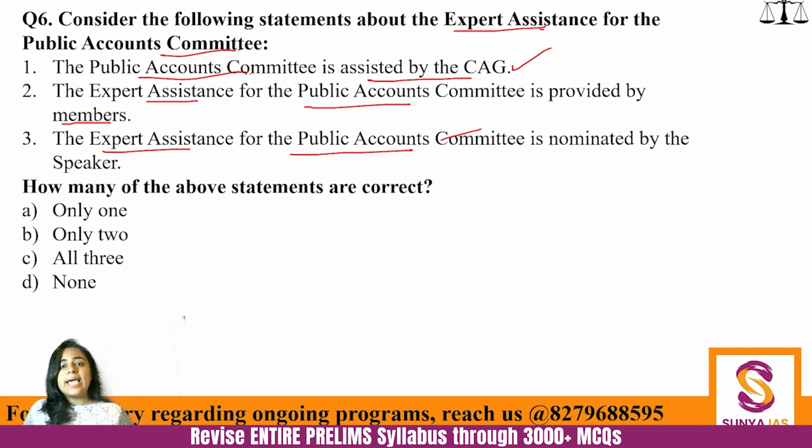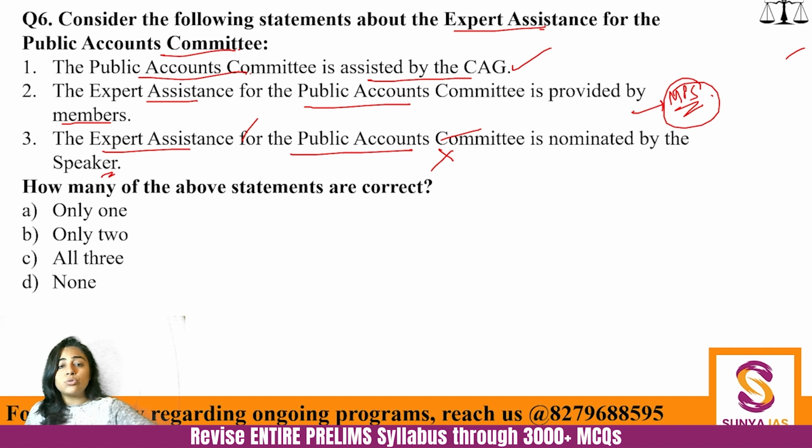The next statement: expert assistance for the Public Accounts Committee is provided by the members. See, members are the MPs, right? The members of Parliament, not ministers, but MPs. MPs do not give expert assistance. And when they do not give expert assistance, they cannot be nominated by the Speaker as well. First of all, the Speaker does not nominate. It's proportional representation by single transferable vote. But the Speaker cannot nominate. The experts will come from outside.